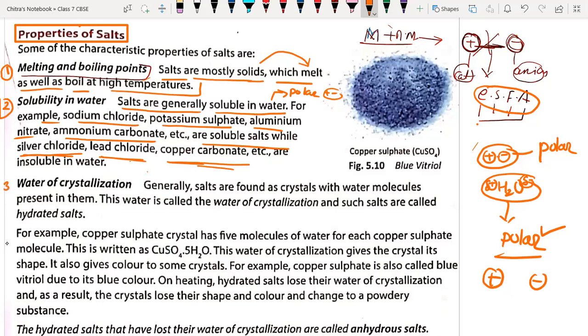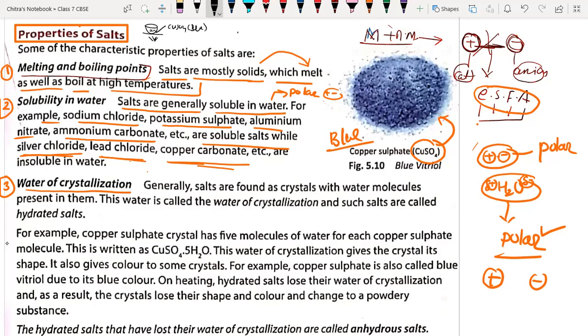Now the third property of salt is water of crystallization. Very important. If you observe copper sulfate, it is blue in color. It is right in front of your screen. Suppose I am performing one experiment so that you can understand. Suppose here we have one dish containing copper sulfate, CuSO4, and it appears blue in color.